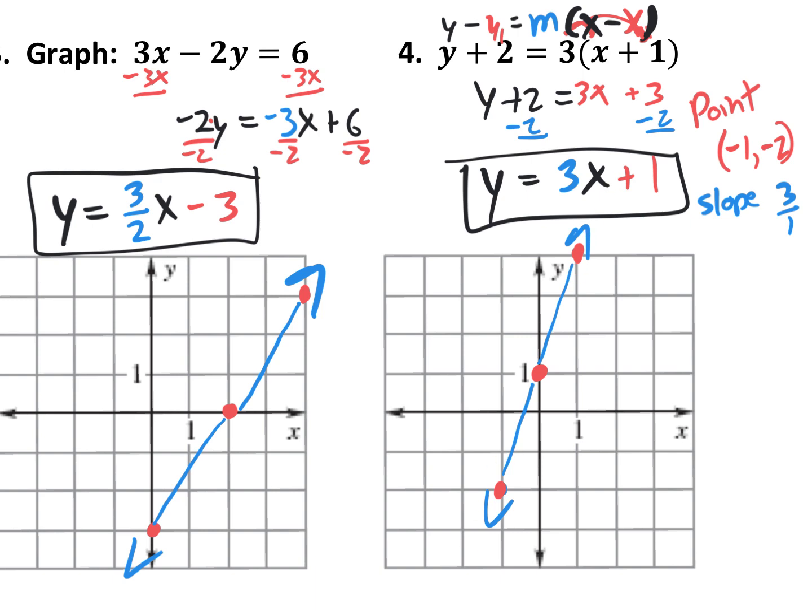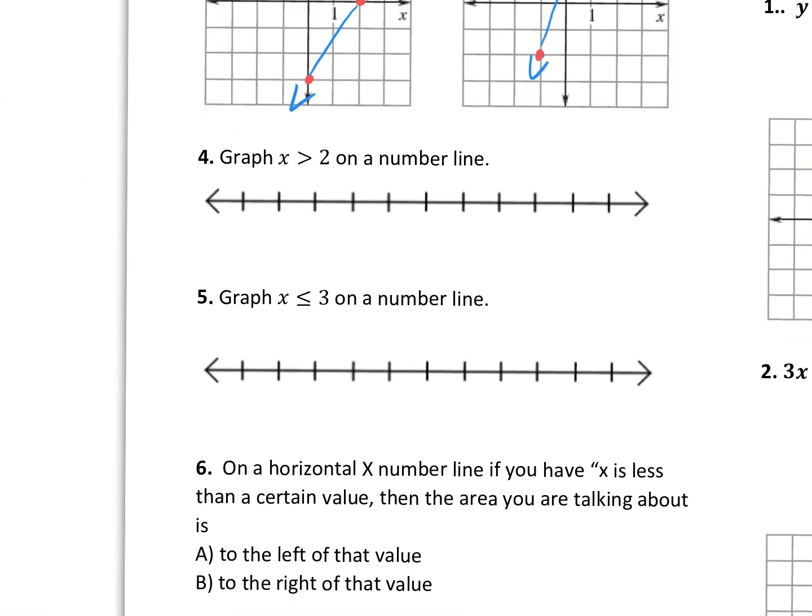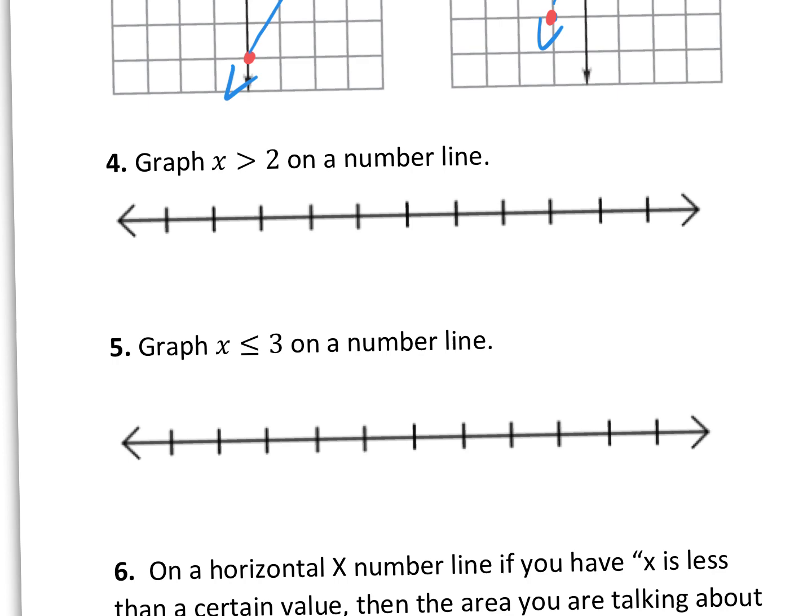Okay, so you don't have to do both methods. I would probably just stick with y equals mx plus b, but you could have identified the point and the slope because it's in point-slope form. Anyway, a couple more things we should review before we move on to today's lesson.